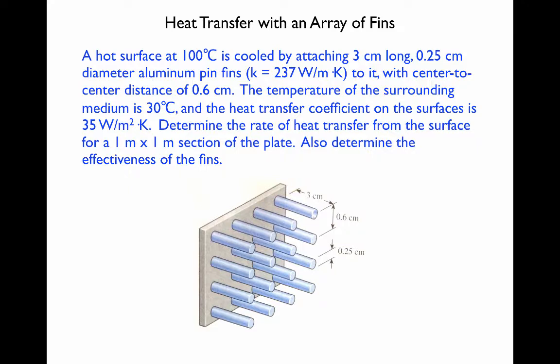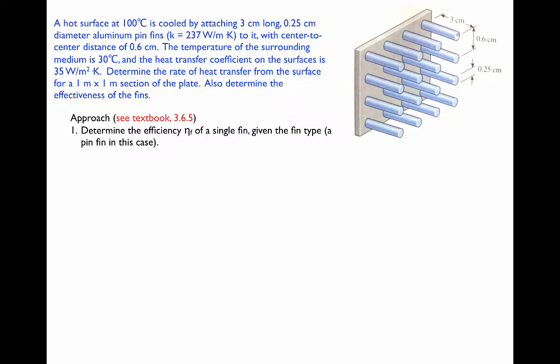The convection coefficient and thermal conductivity are given, and we want to know the total rate of heat transfer from a 1 by 1 square meter section of this plate, and also the effectiveness of the fins. Now we'll outline a procedure for finding these quantities. The details are given in section 3.6.5 of the textbook, but we'll summarize it here.